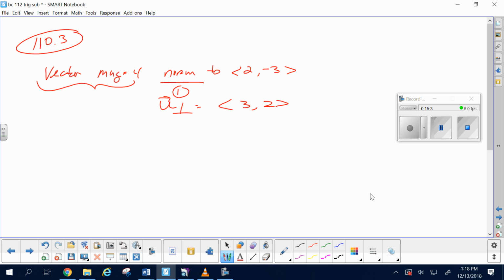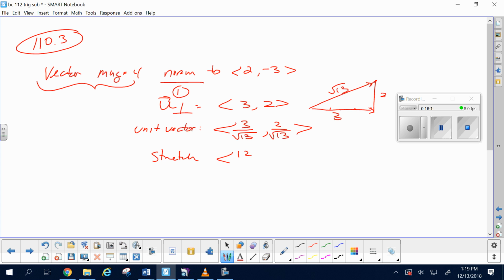Now, right now that's too long. So we shorten it to 1, the unit vector. How do we shorten it so it's only 1 unit long? Divide by the magnitude. The magnitude of that by Pythagorean theorem is root 13. By dividing each component by root 13, it'll make it 1 unit long. Now we stretch it to 4 by multiplying every component by 4. So 12 over root 13, 8 over root 13.